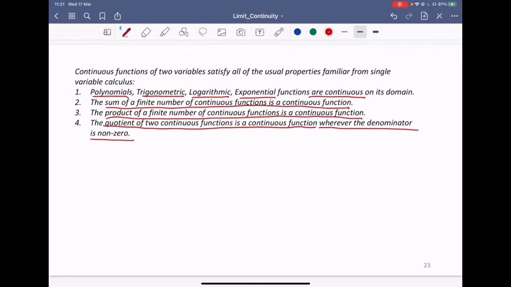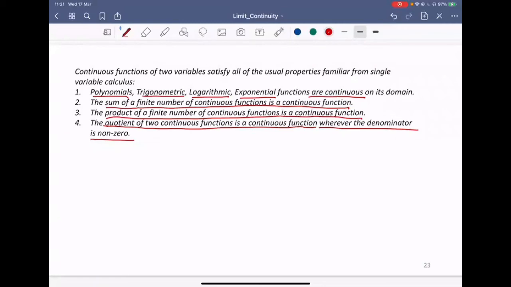Polynomials are always continuous. Trigonometric functions are always continuous. Log is always continuous. So that includes almost every function you know, right? So that's fine. Those functions are easy because you can assume their continuity.